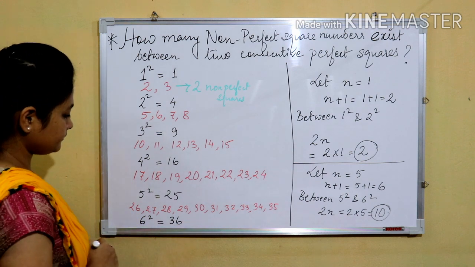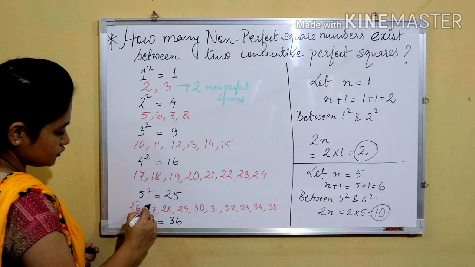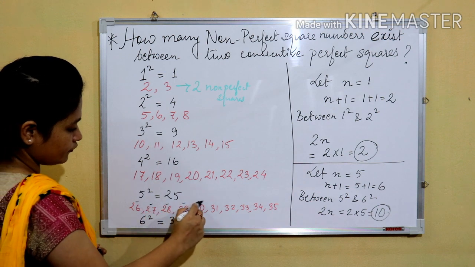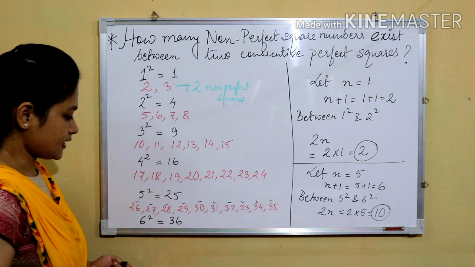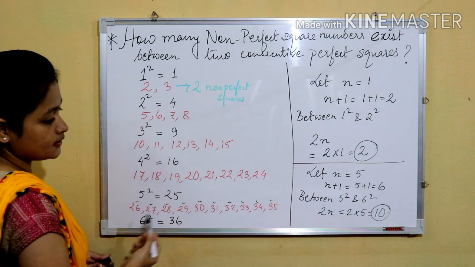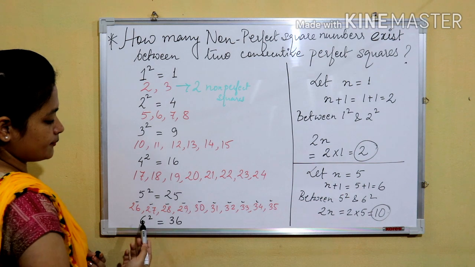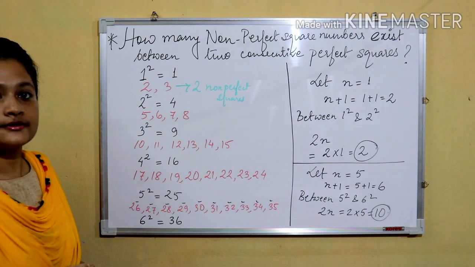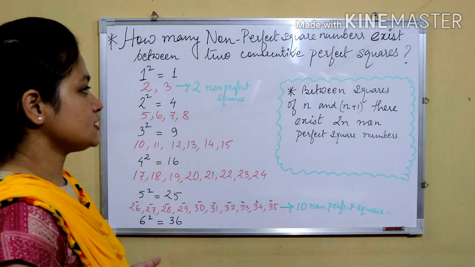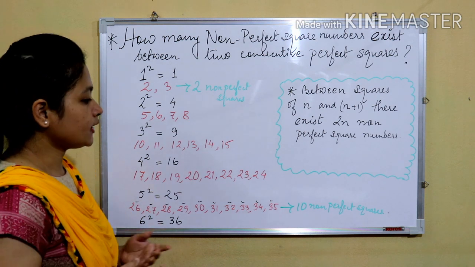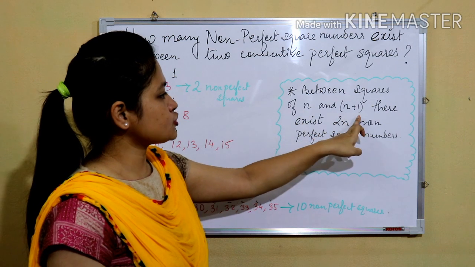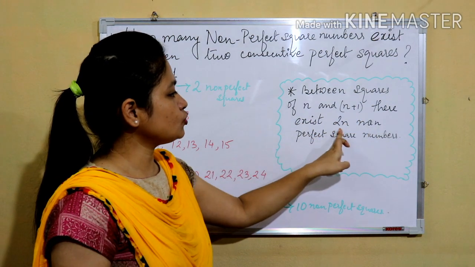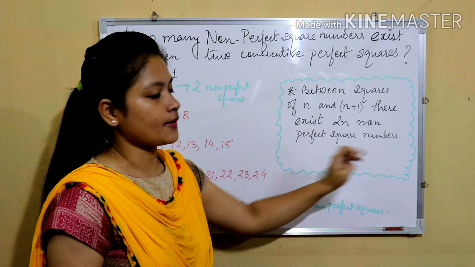So let us count here. 1, 2, 3, 4, 5, 6, 7, 8, 9, 10. Yes, there are 10 non-perfect square numbers between 5 square and 6 square. With this, what can we conclude? We can conclude that between the squares of n and n plus 1, there exist 2n non-perfect square numbers.